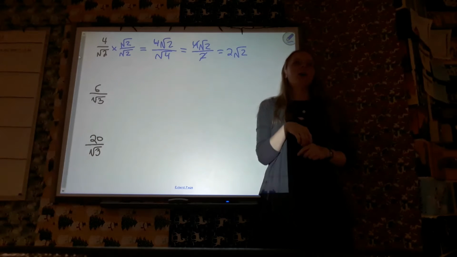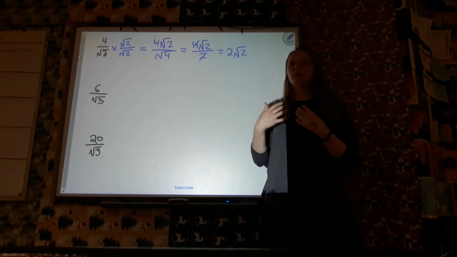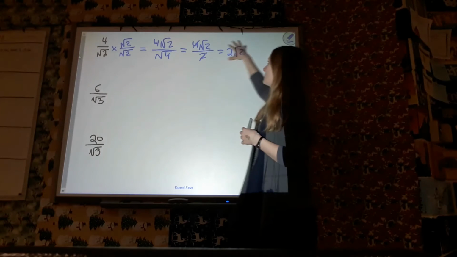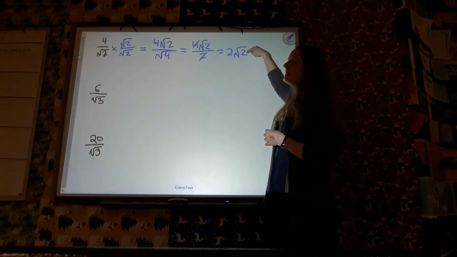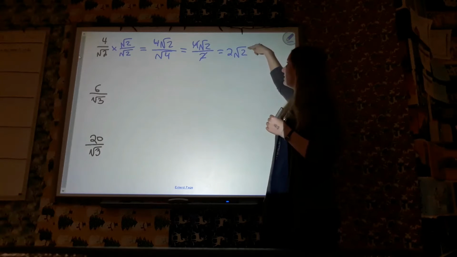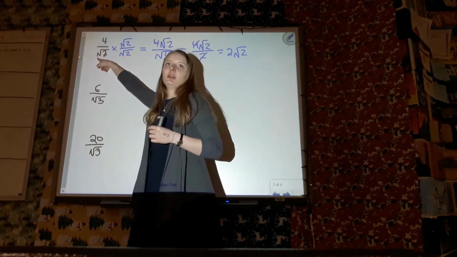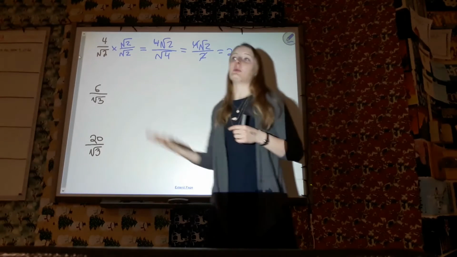So the process of eliminating the radical in the denominator gets you something that looks totally different. But this number, if you were to plug it into your calculator, is exactly the same as that number. Okay, it's just written properly.